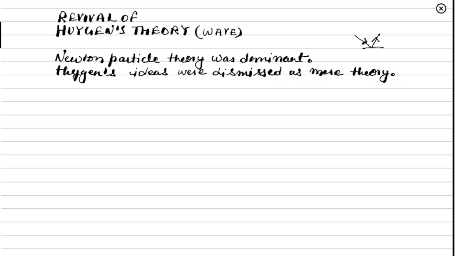So see, Huygens gave this idea in 1678. At that time, Newton was more popular, so his idea got dismissed. It is a sad ending, right? His ideas were just taken as mere theory, कि सिर्फ बात है करने की.